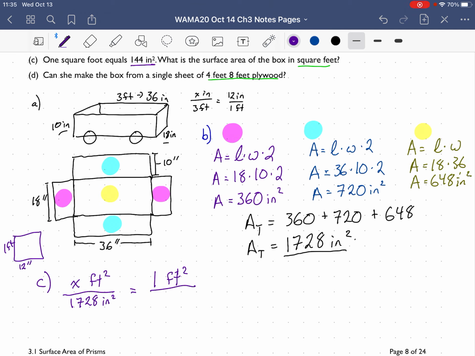If I look at this, right, it's 1 foot, which is the same thing as saying 12 inches. 12 by 12 is 144. So how many square feet are in 1728 square inches if 1 square foot has 144 square inches? Well, we're just going to do our 1728 times 1 divided by 144. It's equal to 12 square feet.